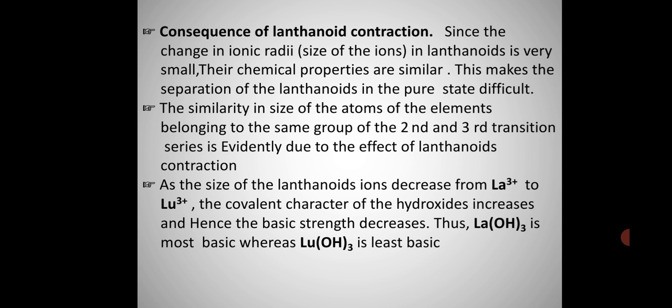The chemical properties are similar. Due to lanthanoid contraction, the basic strength of oxides and hydroxides of lanthanoids decreases with increasing atomic number. That is, La(OH)3 is most basic, while Lu(OH)3 is least basic in nature. Therefore, with the increase in atomic number, the polarizing power of lanthanoid cations increases. This results in a regular decrease in the ionic character of oxides and hydroxides, and they become less and less basic.